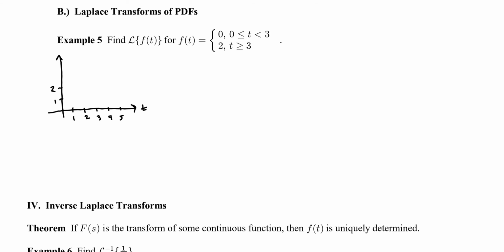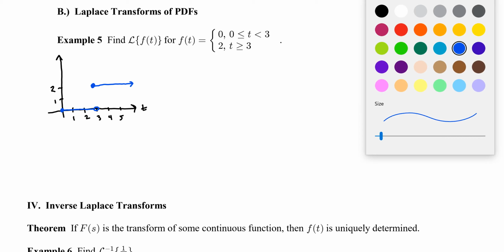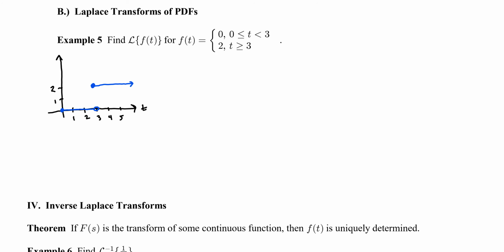So let's draw that in here. From 0 to 3, we could say the function is off. At 3, it jumps up to have the value of 2, and then it goes on to the right from there. Okay, so it is a piecewise continuous function. Now, we want to find the Laplace transform of f of t.